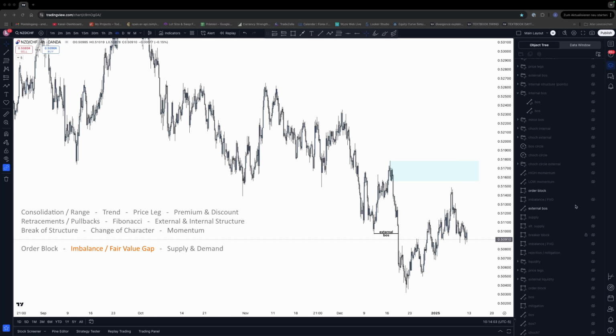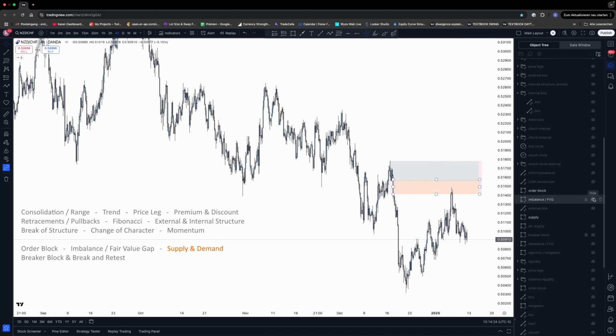Next thing we're going to talk about, now that we have order block and imbalance covered, is supply and demand. A supply is the bearish version of the demand and vice versa. And I simply draw it as the combination of the order block and the imbalance that got caused by the order block.